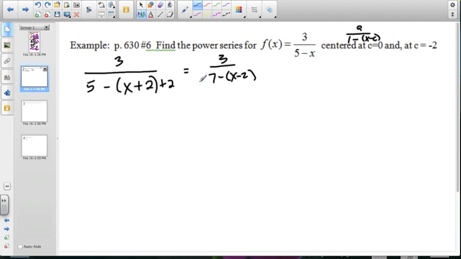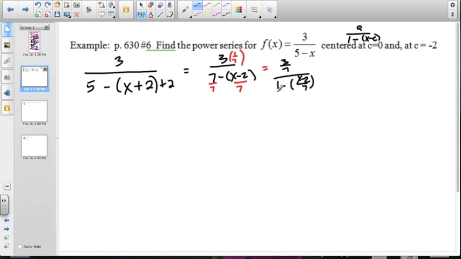And then from there, we look at this and say, okay, well, this needs to be a 1. So we're going to have to divide by 7 here to get a 1. We can't subtract because then we would mess up what's over here. It has to be a division process, so we're going to have to divide the bottom by 7 and divide the top by 7. Because if you divide the bottom by 7, you got to divide the top by 7 to keep the ratios the same. So we end up having 3/7 over 1 minus x minus 2 over 7.